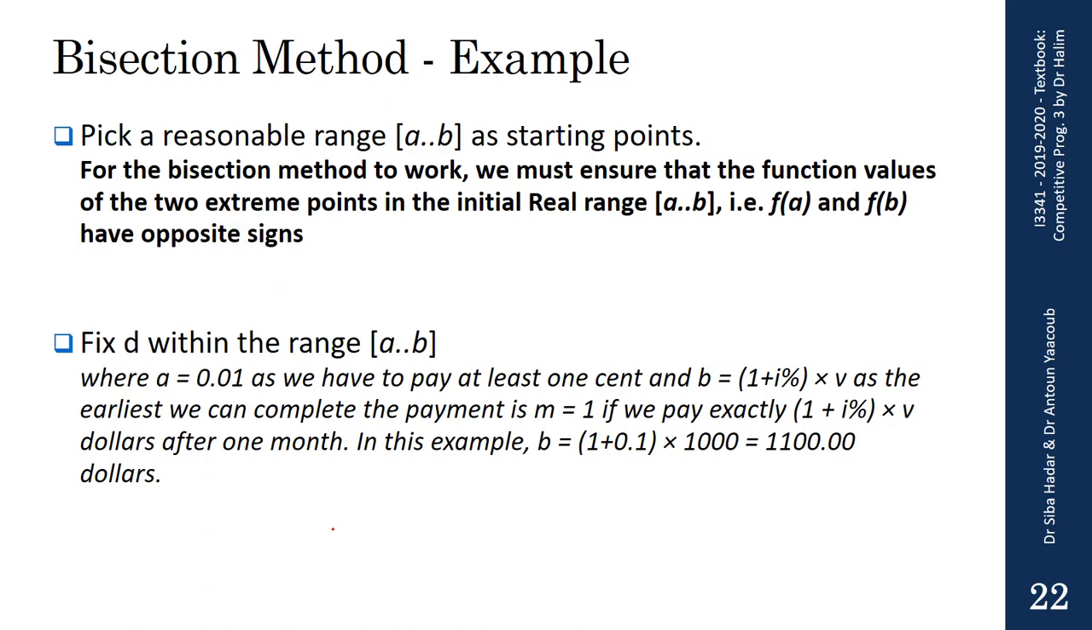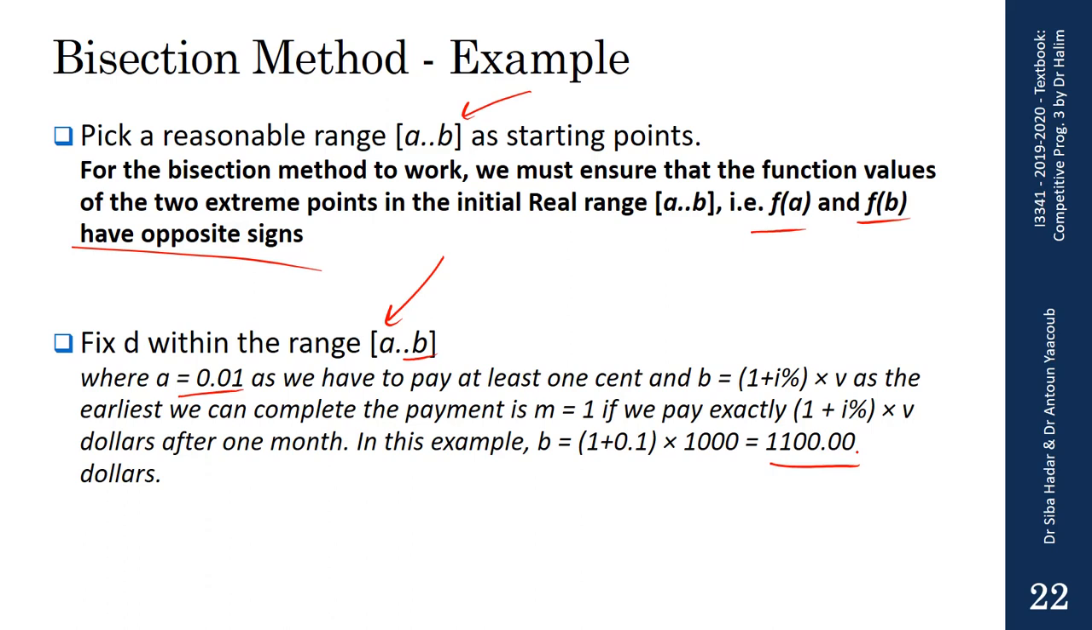To solve it, as I have said, we need to pick two numbers as starting points, and of course f of a and f of b should be of opposite sign. So one is positive and one is negative. So how can we pick a and b? a should be the smallest possible. For example, at least I can pay one cent, so it's the minimum. And b could be the amount that I would pay just after 1 month, which here would be equal to 1,100. So those are the extreme values.